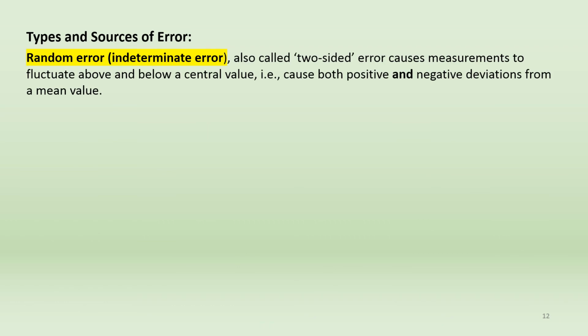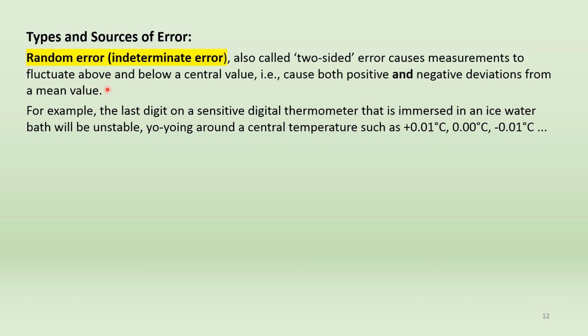Now, the second important kind of error is called random error or indeterminate error, also called two-sided error, because it causes measurements to fluctuate above and below a central value. That is, it causes both positive and negative deviations from a mean value. For example, the last digit on a sensitive digital thermometer that is immersed in an ice water bath will be unstable, yo-yoing around a central temperature. For example, plus 0.01, 0.00, minus 0.01, plus 0.01, back and forth.